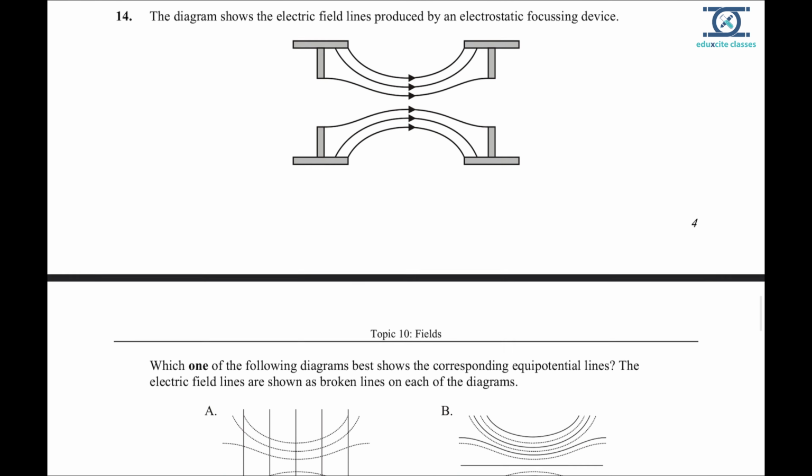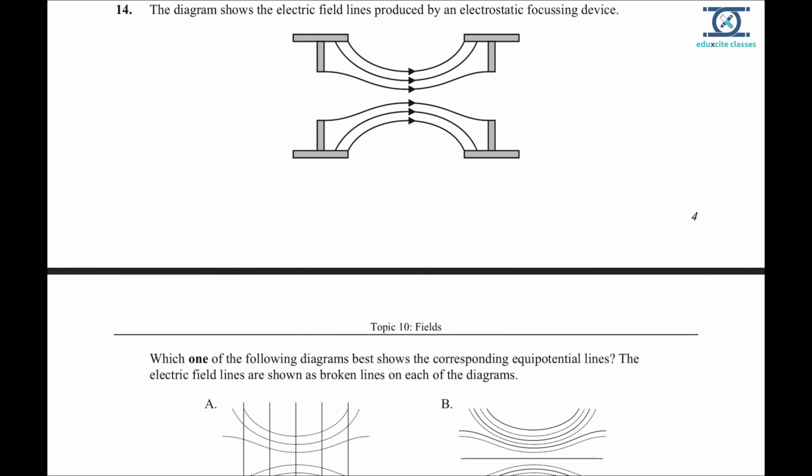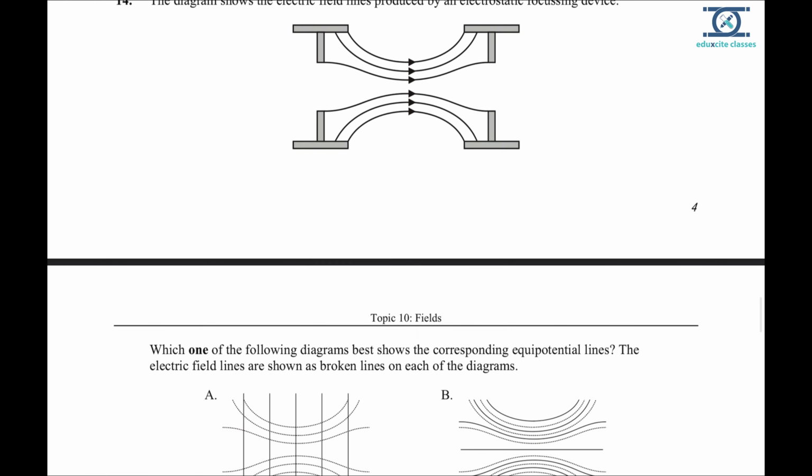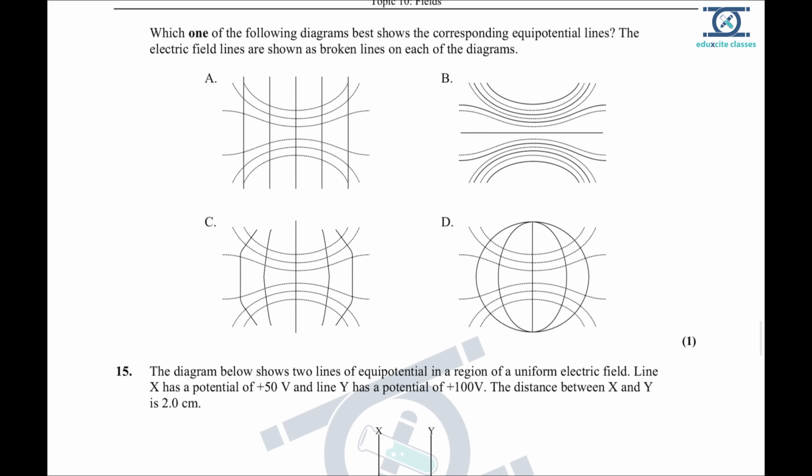Now the diagram shows the electric field lines produced by an electrostatic focusing device. This is the diagram. Which one of the following diagrams best shows the corresponding equipotentials? Equipotential lines mean that at all those points the potential is the same. The electric field lines are shown as broken lines. We know the relation that equipotential lines are always perpendicular to the electric field lines. Now this is not perpendicular, and this is not perpendicular. So options A and B are incorrect.